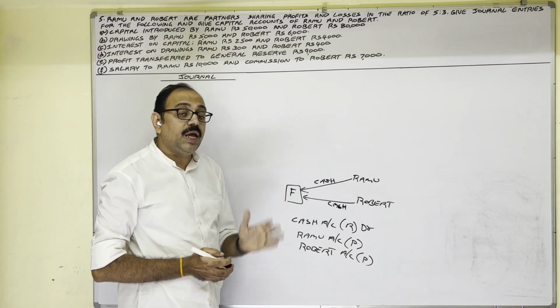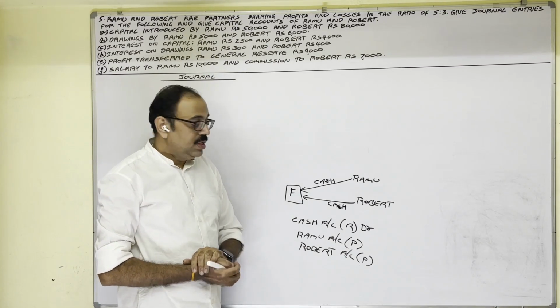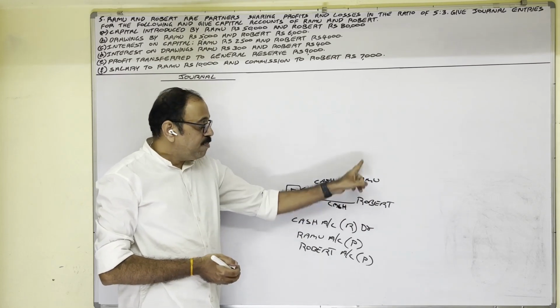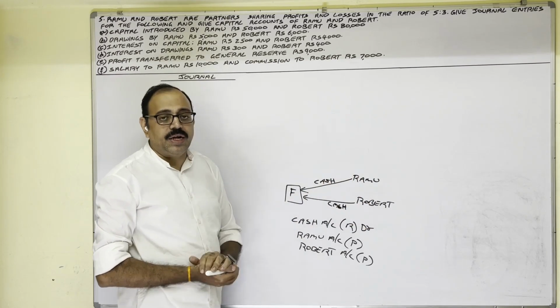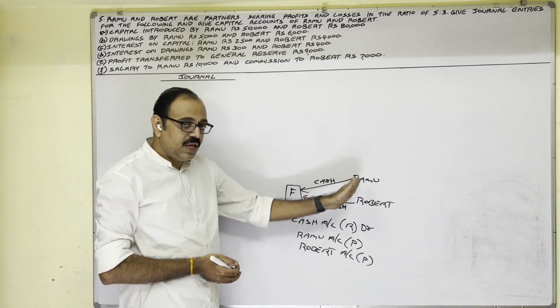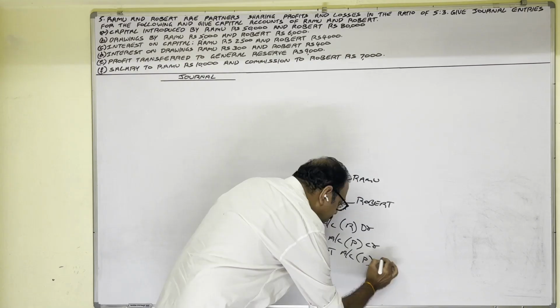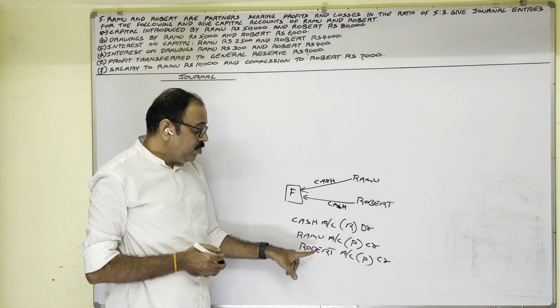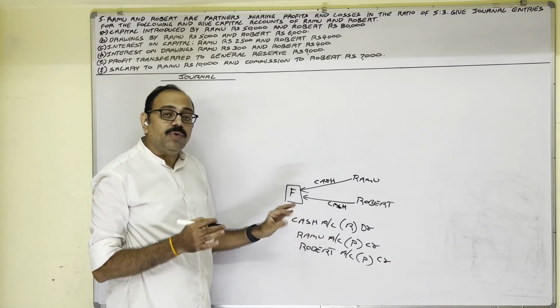Personal account rule: debit the receiver, credit the giver. If partners are receivers, we have to debit them. If partners are givers, we have to credit. Here, partners are giving cash to the firm. They are givers, so we should credit. Finally, the cash account we should debit. Ramu and Robert capital accounts we have to credit.